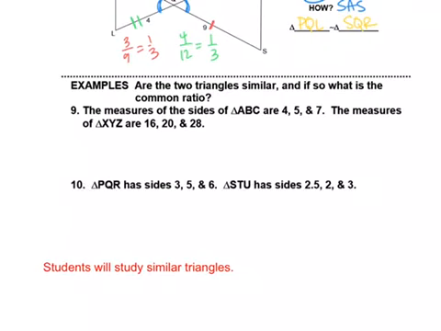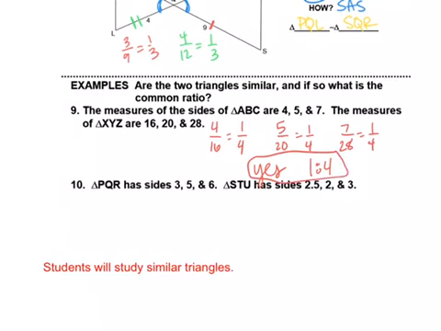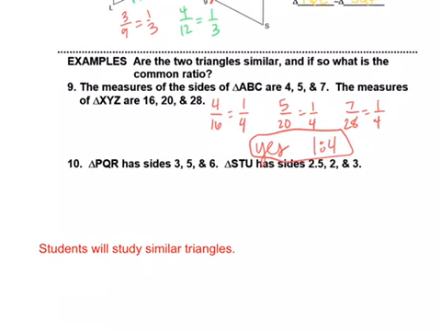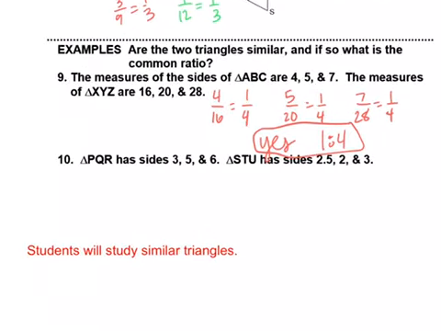So these are asking if they are similar, and if so, what's the ratio? So ABC to XYZ. So 4 to 16 reduces to 1/4. 5 to 20 reduces to 1/4. And 7 to 28 reduces to 1/4. So yes, and my ratio is 1 to 4. Okay, so I just took first and first, second and second, third and third. You will go in order of the numbers you were given, like first relates to first, second relates to second, unless they give you the sides and then tell you that the sides are not congruently the same or something like that.